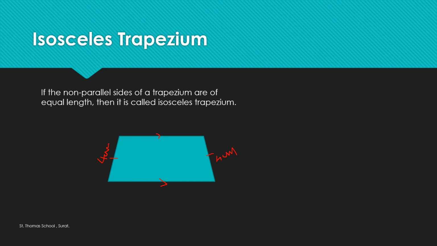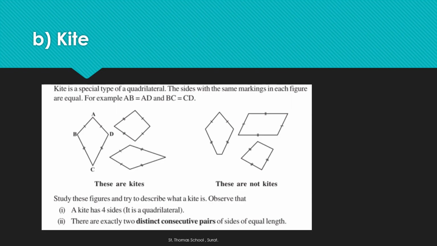So what are the things we are going to study? What are the types? So that you have to write in a geometry notebook. B. Kite. Kite is a special type of quadrilateral. The sides with the same markings in each figure are equal. They given some figures. This figure AB and AD are equal and BC and CD are equal, right? So these are called kites. These two sides are equal and these two sides are equal. Again, these two sides are equal and here these two sides are equal.